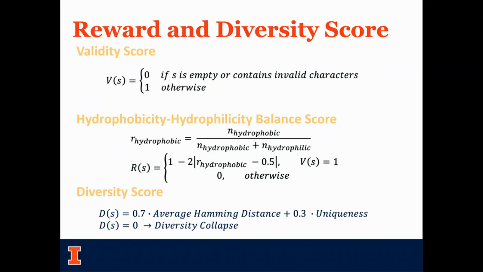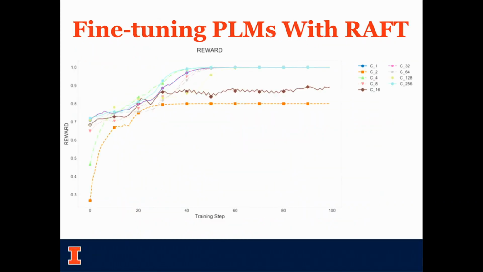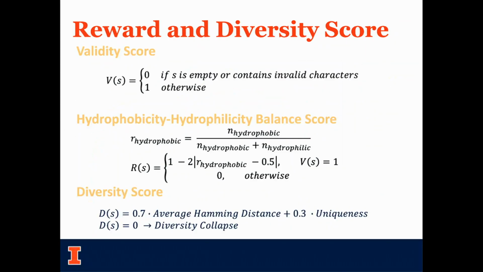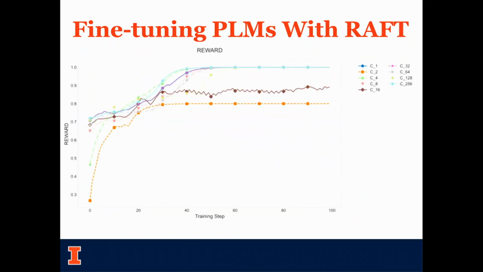Finally, we have the diversity score, which is the weighted sum of the average Hamming distance within each candidate batch and the overall uniqueness of the sequences. When this diversity score goes to 0, it means the model is experiencing diversity collapse, which is what we mentioned earlier: generating identical sequences in each case. The diversity score is not used in every experiment, but we'll note when it is being used. First, here we have the reward graph for RAFT.